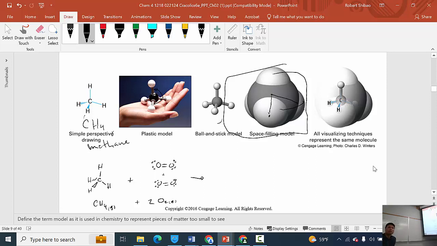I see buses driving around with LNG. Have you ever seen LNG? LNG means liquefied natural gas. So liquefied natural gas is essentially liquid methane.